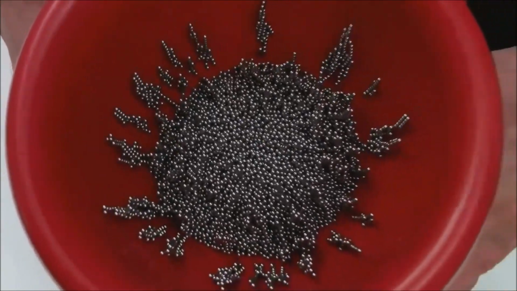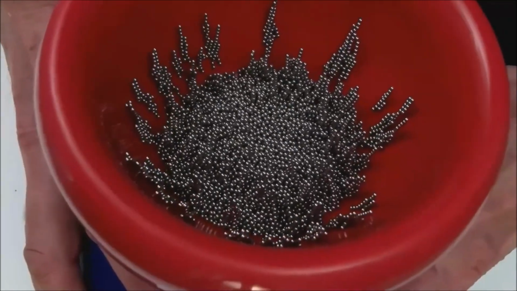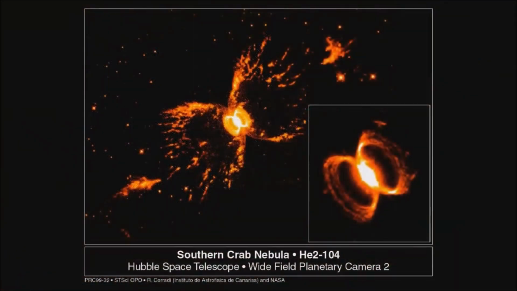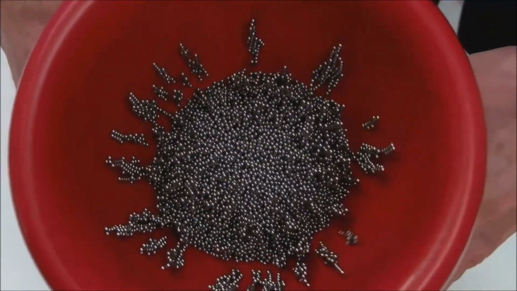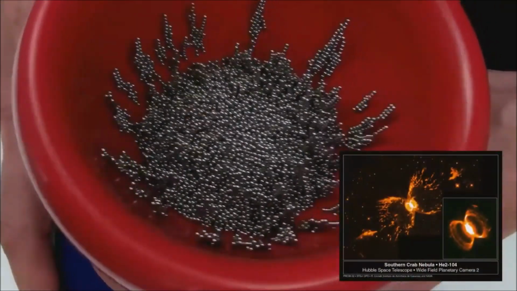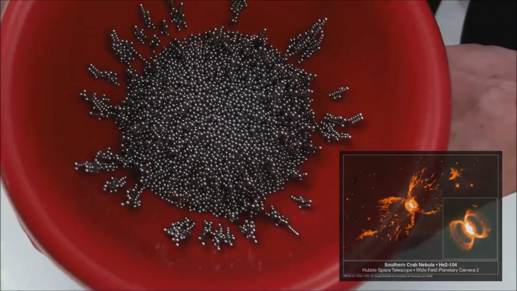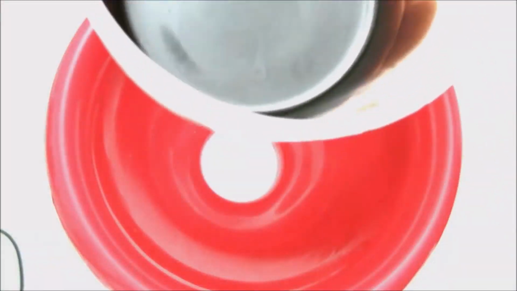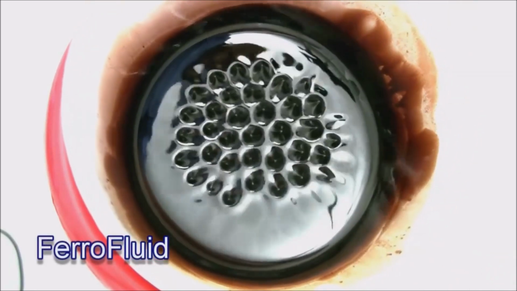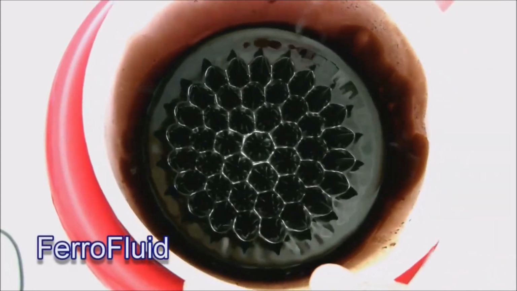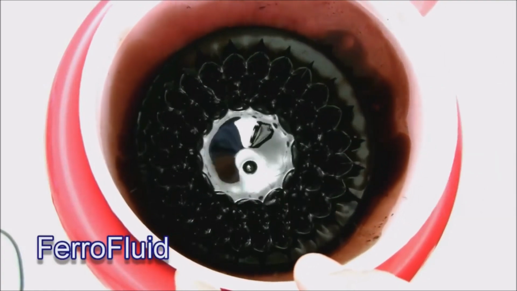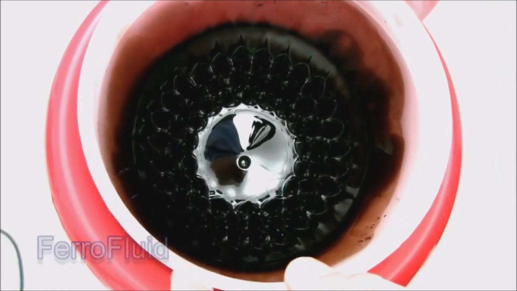Pouring 2 mm steel balls into the large boles reveal the true forces at work in the Southern Crab Nebula. A wide variety of methods were used to study the magnetic fields emanating from these boles. Here we see ferrofluid at work, showing the magnetic patterns formed within these bowl-shaped magnetic field emitters.